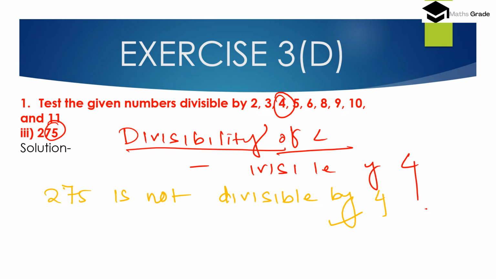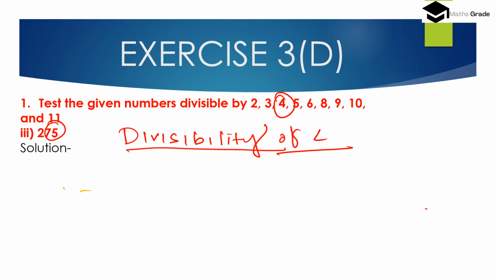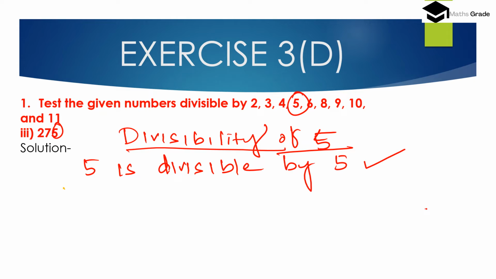Now we will check whether the number 275 is divisible by 5 or not. We know any number is divisible by 5 if the last digit is either 0 or 5. Here the last digit, that is the unit place digit of 275, is 5, and 5 is divisible by 5. So 275 is divisible by 5.